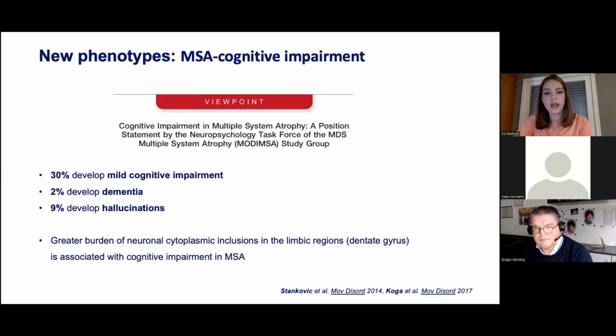Finally, it has been recognized that MSA patients also have cognitive impairment, which is most frequently in the form of mild cognitive impairment, while dementia and hallucinations are rare. The study by Koga and co-workers has revealed that greater burden of neuronal cytoplasmic inclusions in the dentate nucleus is associated with cognitive impairment in MSA.